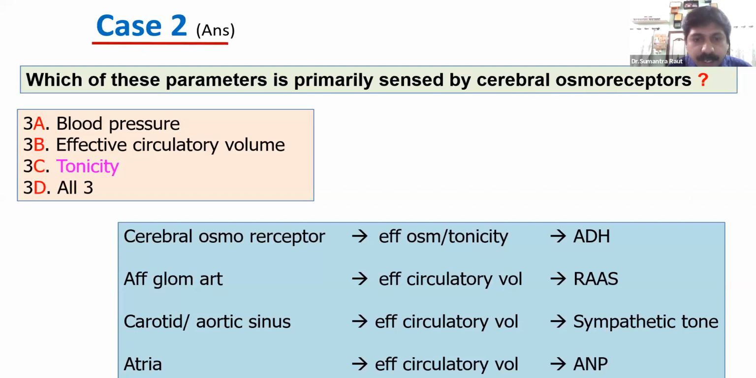The carotid and aortic sinus, from where the sympathetic discharges are given, are also affected by effective circulatory volume. And also our atria, from where atrial natriuretic peptide is secreted whenever our body volume is increased. So all are mostly affected by effective circulatory volume, except cerebral osmoreceptors, which are mostly stimulated by tonicity.